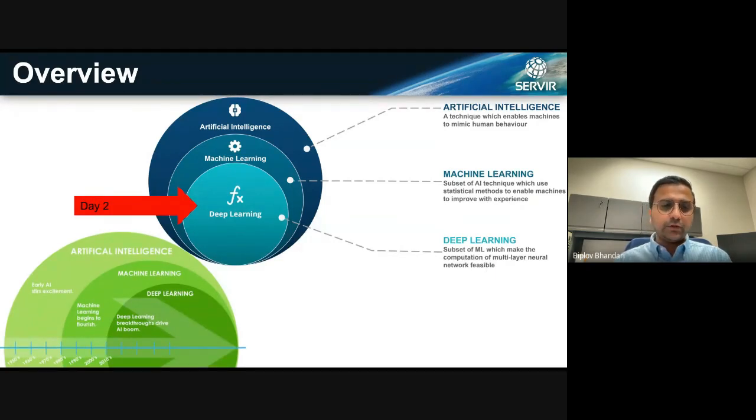But the big breakthrough for deep learning came along during the 1980s, when backpropagation was introduced. So we'll see in detail what backpropagation is and how it plays a vital role when you're training deep learning models.